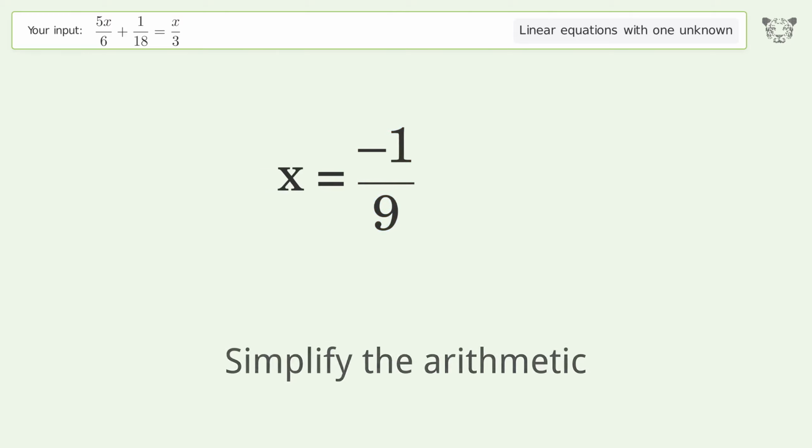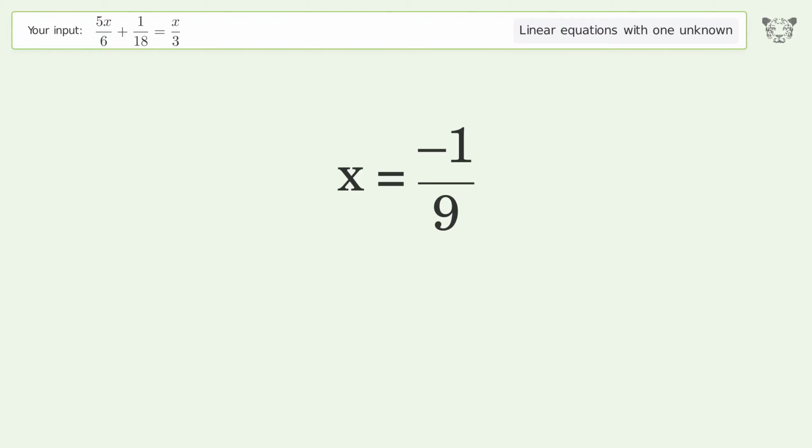And so the final result is x equals -1/9.